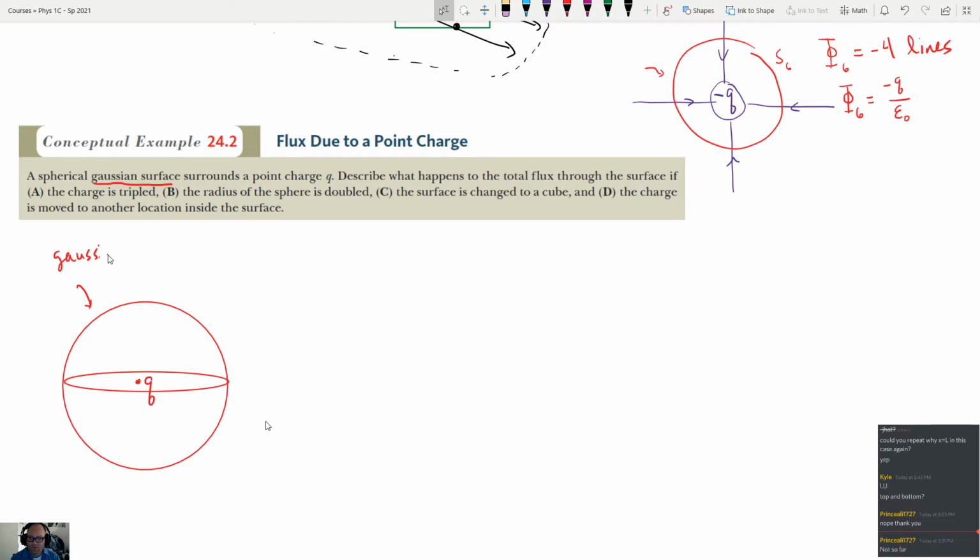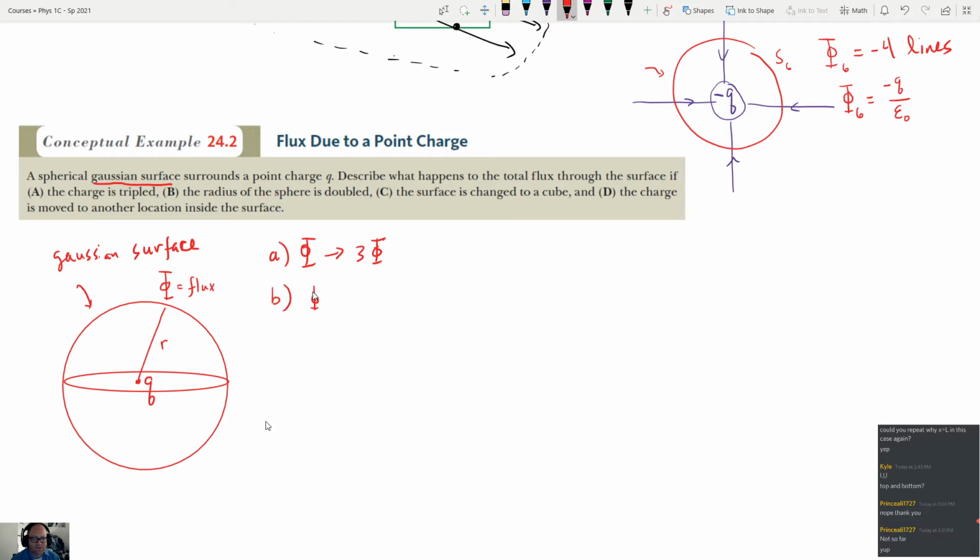It says, describe what happens to the total flux through the surface if the charge is tripled. What's going to happen to the flux? So if I define the flux for this surface that has radius r to have a flux that we just call phi, what's going to happen to the flux if the charge is tripled? The flux is tripled. So phi is going to go to 3 phi. Does that make sense? What happens if the radius of the sphere is doubled? Nothing. Flux is the same.